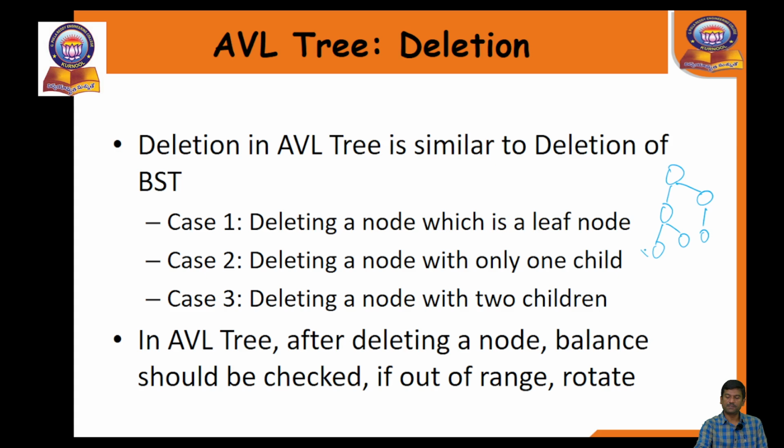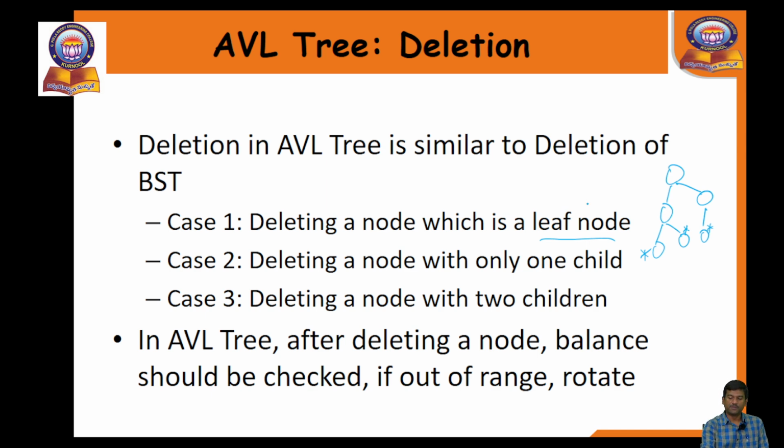So this becomes the leaf node. Similarly, the leaf node we can delete. This is one kind of scenario that belongs to case one. And coming to case 2, that is deleting a node with only one child.